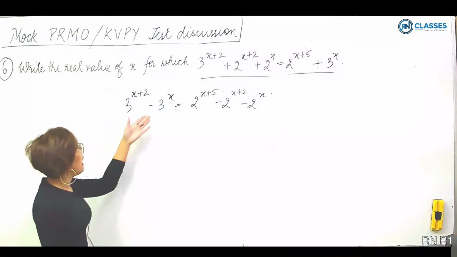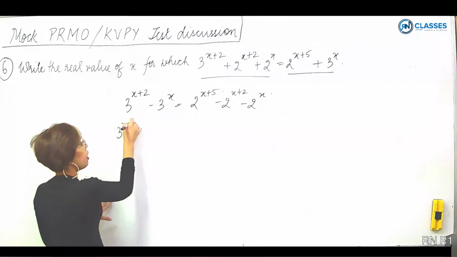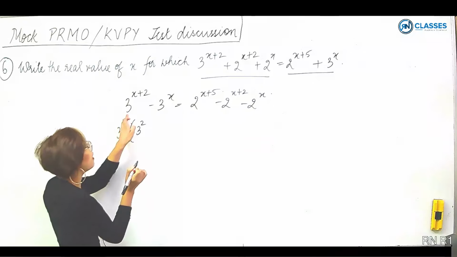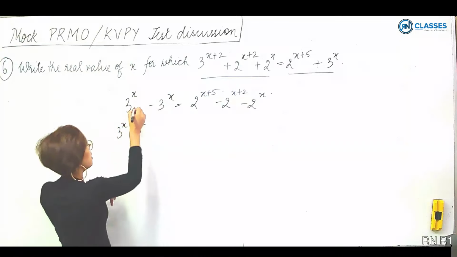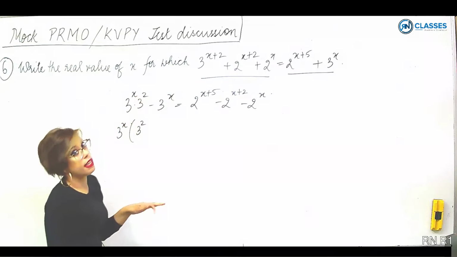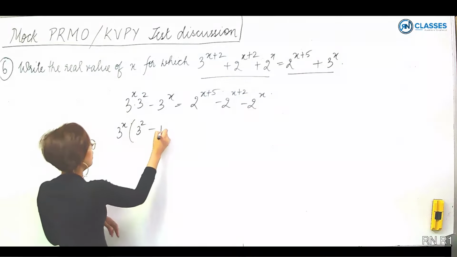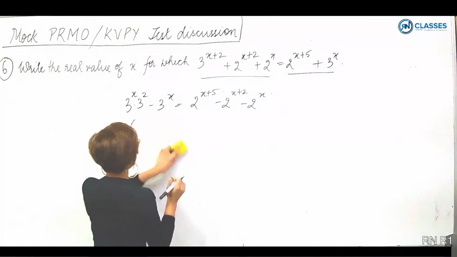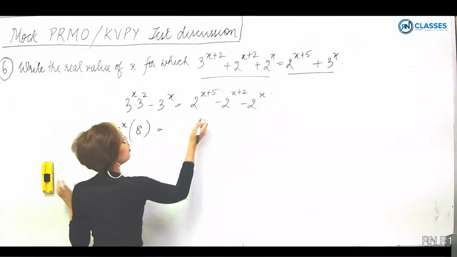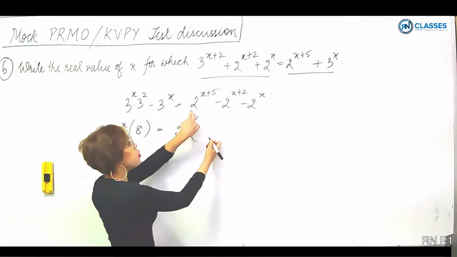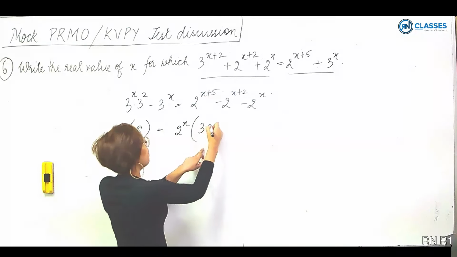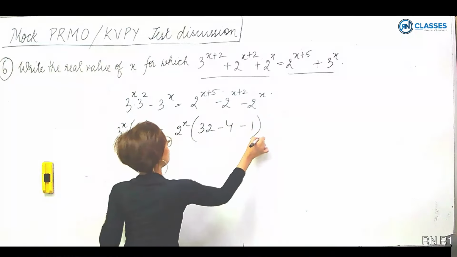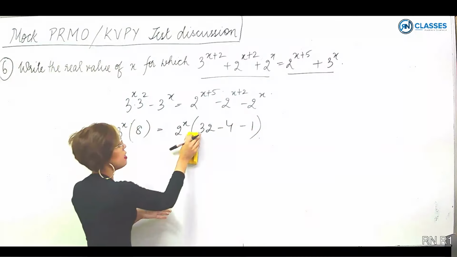Now, obviously, I can take 3 raised to x common. I'll be left with 3 square over here, because I need to write 3 raised to x plus 2 as 3 raised to x into 3 square. I hope you know the laws of exponents. So, this is 3 square minus 1, which is ultimately 8. So, I'll write 8 is equal to, now I can take 2 raised to x common. I'll be left with 2 raised to 5, which is 32. Minus here, I'll be left with 2 raised to 2, which is 4, minus 1. So, this becomes 27.